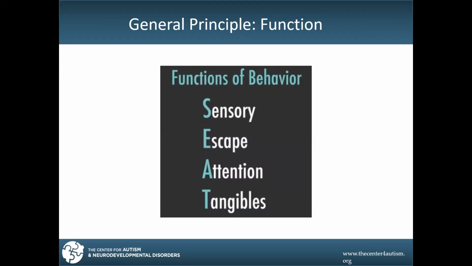One easy way to remember the 4 functions of behavior is to remember the acronym SEAT, which stands for sensory, escape, attention, and tangibles. Note that a single behavior can have multiple functions. For example, crying can occur for attention and escape based on the context, and functions can also change over time.